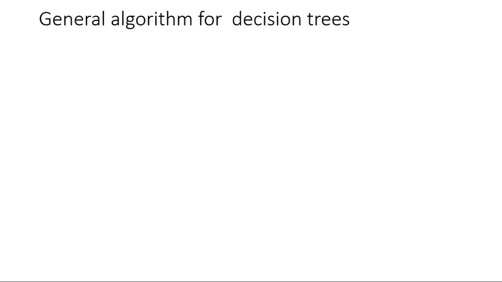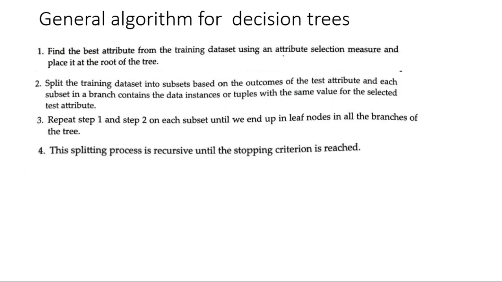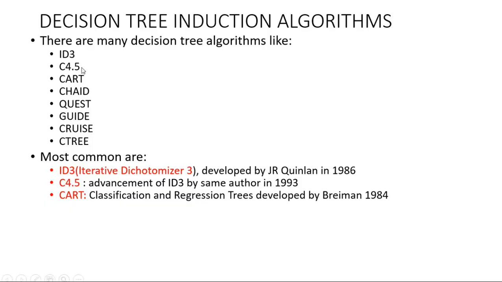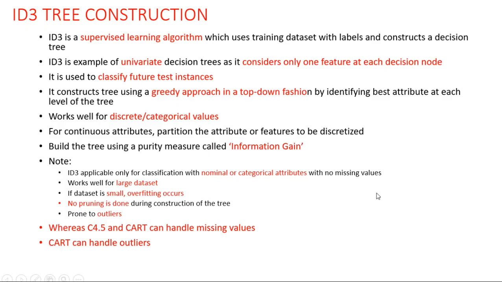Decision tree. Last session I just quickly gave you an introduction to the different types of decision trees. I'll just show you the slide. The different types of decision trees are ID3, C4.5, CART, SHAID, QUEST, GUIDE, CRUISE and CTree. Today we are going through the most popular decision tree, that is ID3, which stands for Iterative Dichotomiser 3, developed by J. Ross Quinlan in 1986.